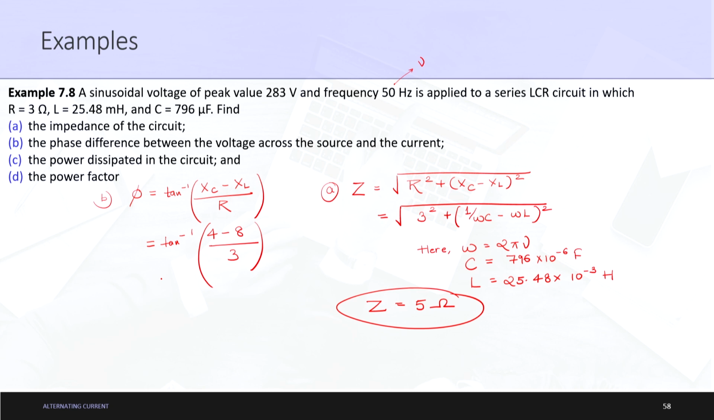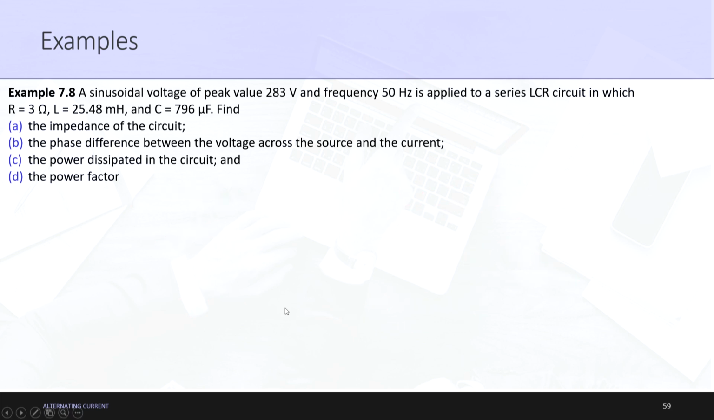If you look at this very carefully, you do not even need to remember this, because a triangle is being formed with 3, 4 and 5 values. You remember these angles, so this value is equal to minus 53.1 degrees. Because 4 minus 8 comes out to be negative, the phase difference between the voltage across the source and the current is minus 53.1 degrees. Since phi is negative, the current in the circuit lags the voltage across the source. Let us move on to the next question now.